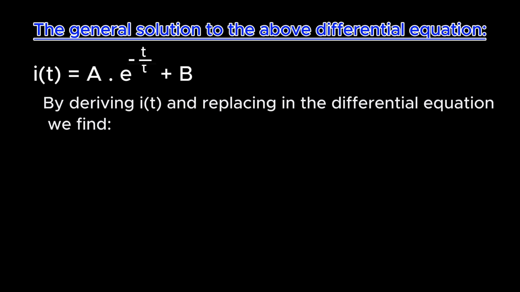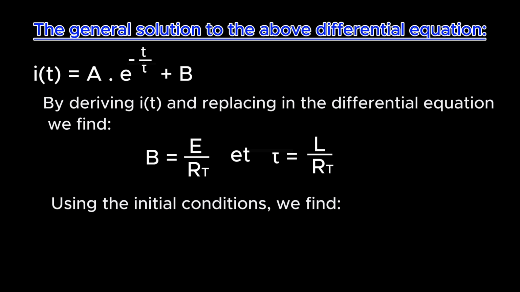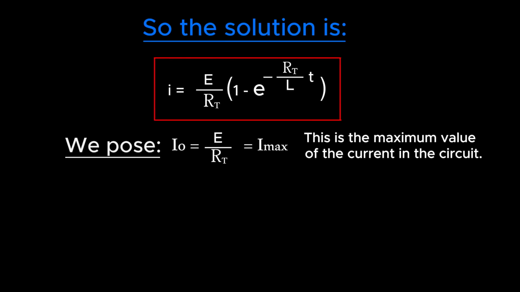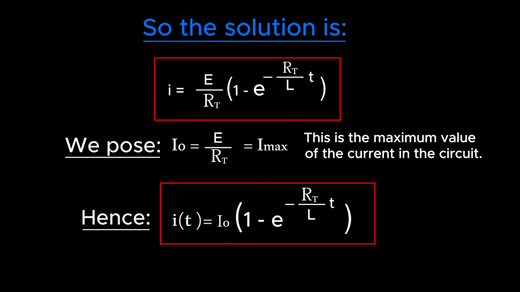The general solution to the above differential equation is i of t equals A times exponential of minus t over tau plus B. By deriving i(t) and replacing in the differential equation, we find B equals E over RT, and tau equals L over RT. Using the initial conditions, we find A equals minus E over RT. So the solution is i of t equals I0 times 1 minus exponential of minus RT over L times t.